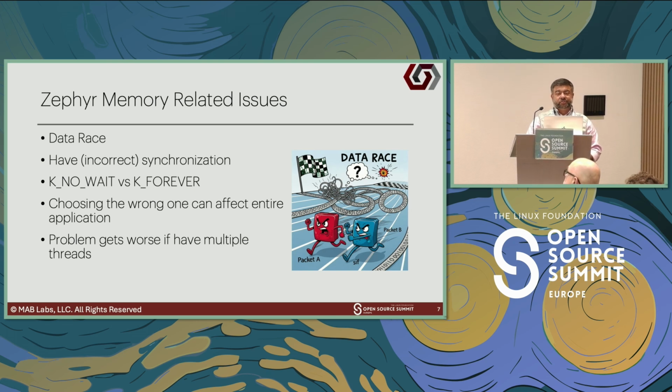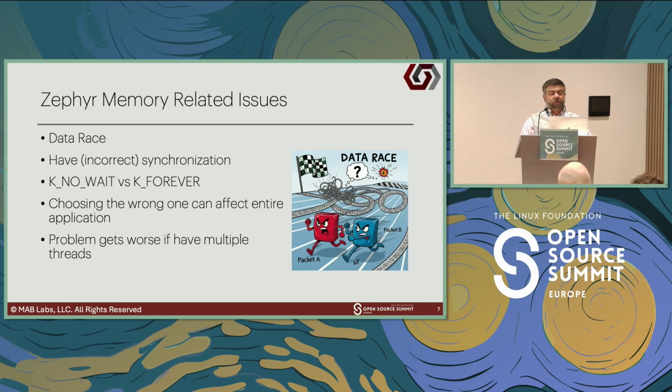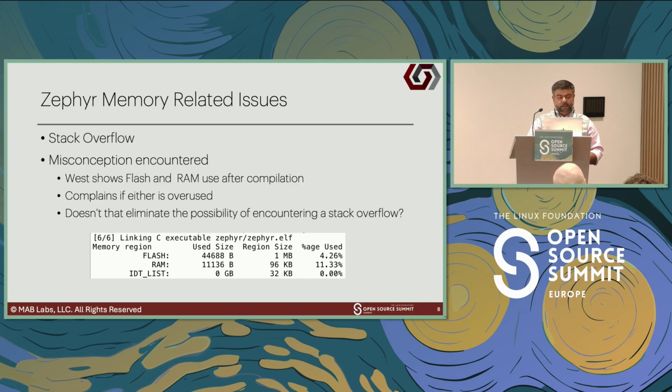And the problem just scales worse, it gets worse as you add more threads, right? So as multiple things need to interact with, let's say, the same set of variables, as you increase that problem set, the possibility of a problem increases as well. So data race can be a really nasty problem when you're writing specifically Zephyr implementations.